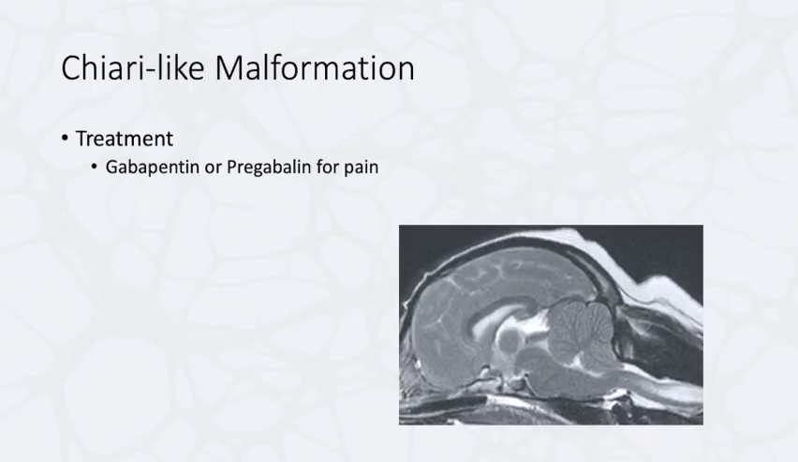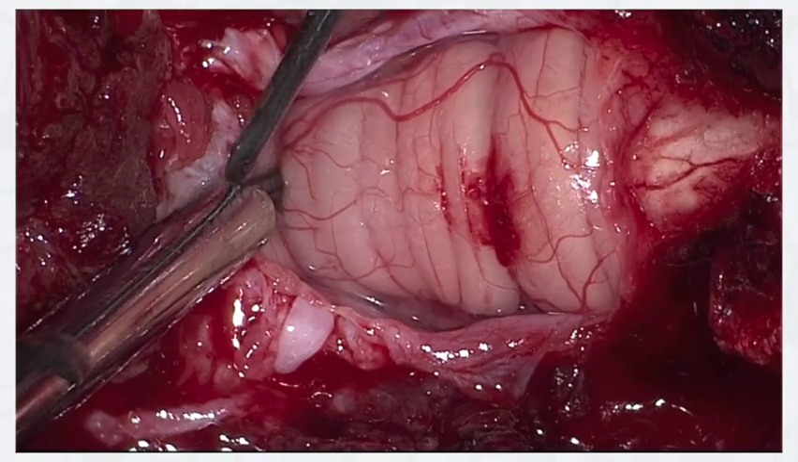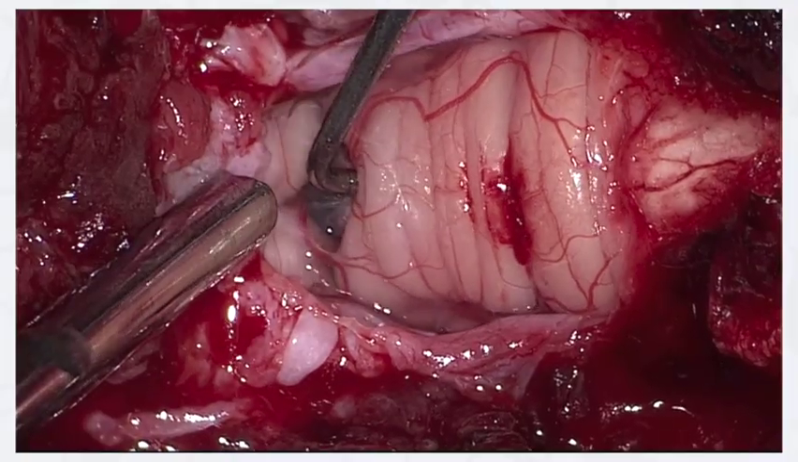As far as the treatment, we usually put them on some sort of neuro pain medication like gabapentin or pregabalin. We might do intermittent treatment with prednisone. Or if they're not responding to the gabapentin, then we might put them on prednisone long term. And then if those medications aren't enough, or if the owners want to be more proactive, we can do foramen magnum decompression. And this is just a recorded surgery of us doing that.